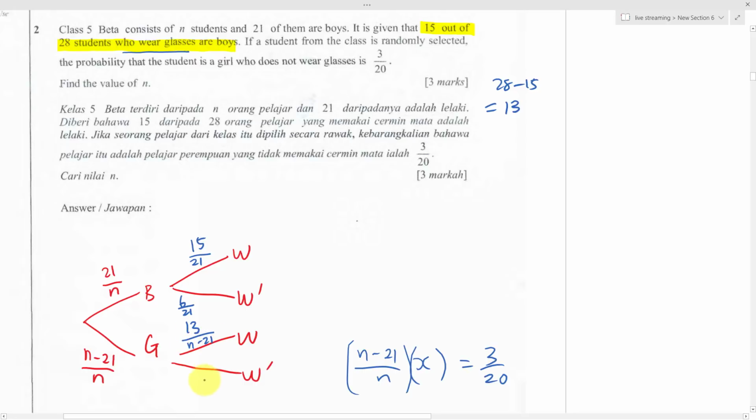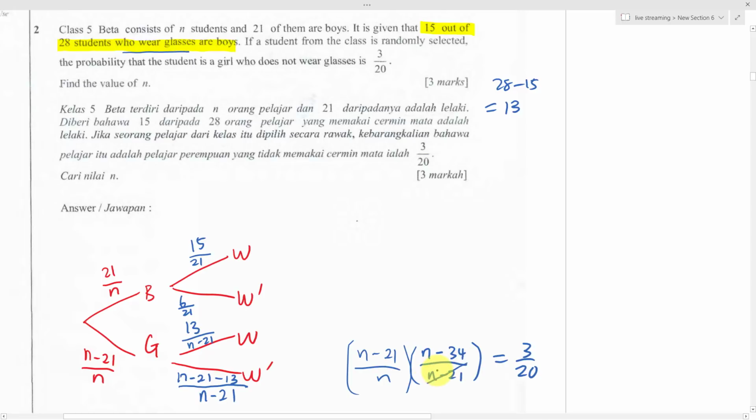And then in order to get this number over here, I will use the total number of girls, which is n minus 21, and then I will minus 13 because 13 are wearing glasses, and then over the total number of girls, n minus 21. So this is my x. So I will substitute this number into here. n minus 21 minus 13 is n minus 34, isn't it? Over n minus 21. And then I should get 3 over 20.